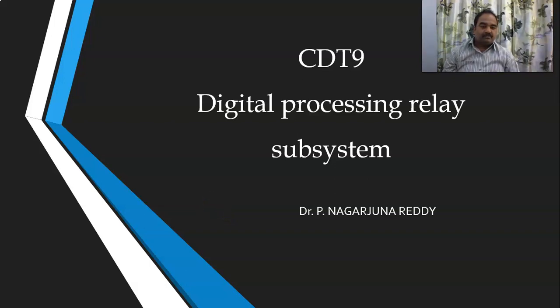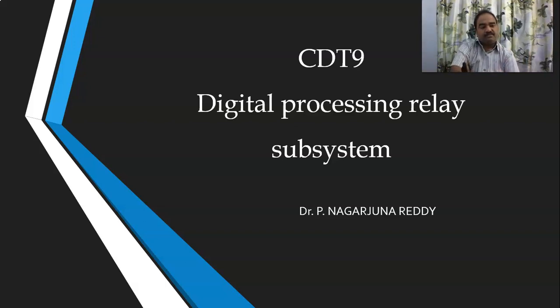Today we'll discuss the complete block diagram of a digital relay, and before that we will see what the components of the digital processing subsystem are. We have seen that the digital relay basically consists of three subsystems. The first one is the signal conditioning subsystem, next is the conversion subsystem, and the last one is the digital processing subsystem.